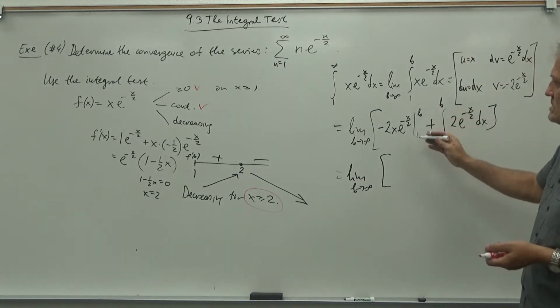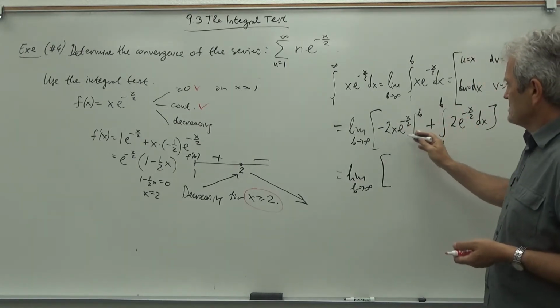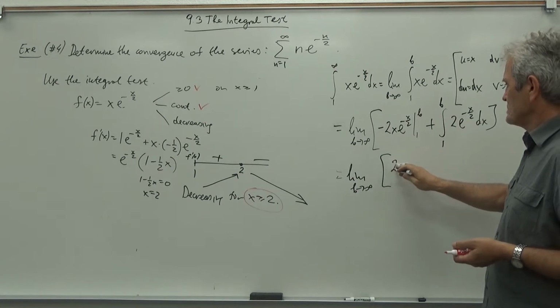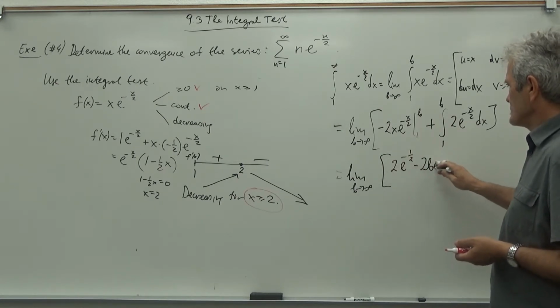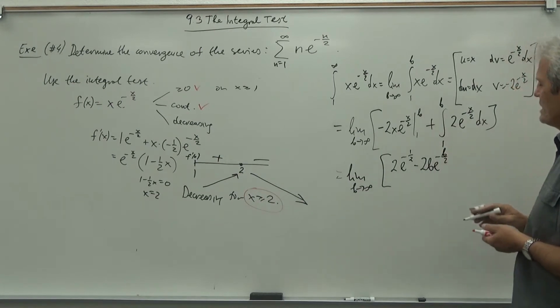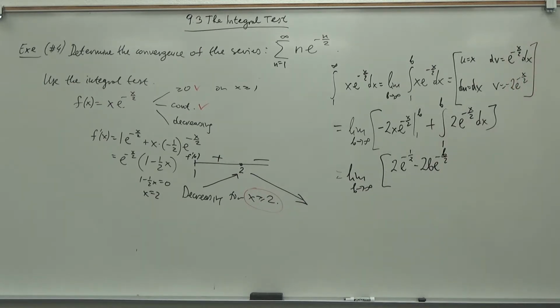I can plug in here. Because of the minus, I'll plug 1 first. So it will be 2e to the minus 1 half minus 2b e to the minus b half. What would this integral be? The same way as a minute ago? We get negative 2e to the minus x over 2, and that 2 will be minus 4e to the minus x over 2 between 1 and b.